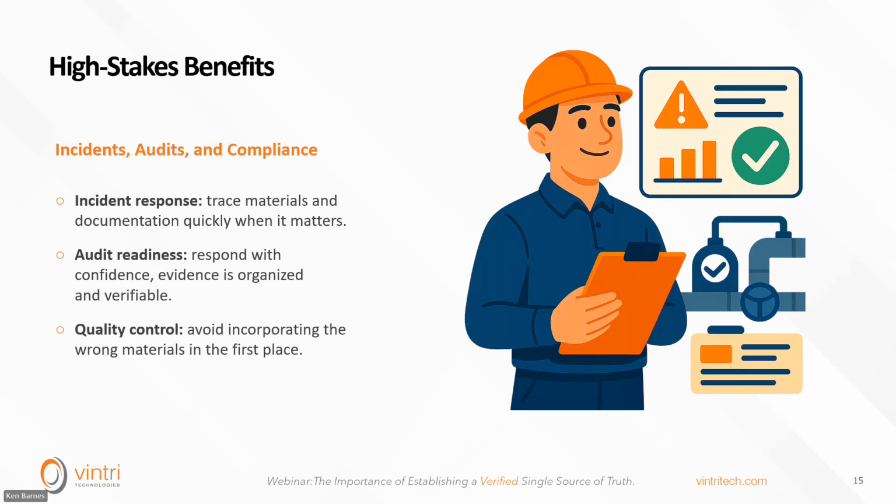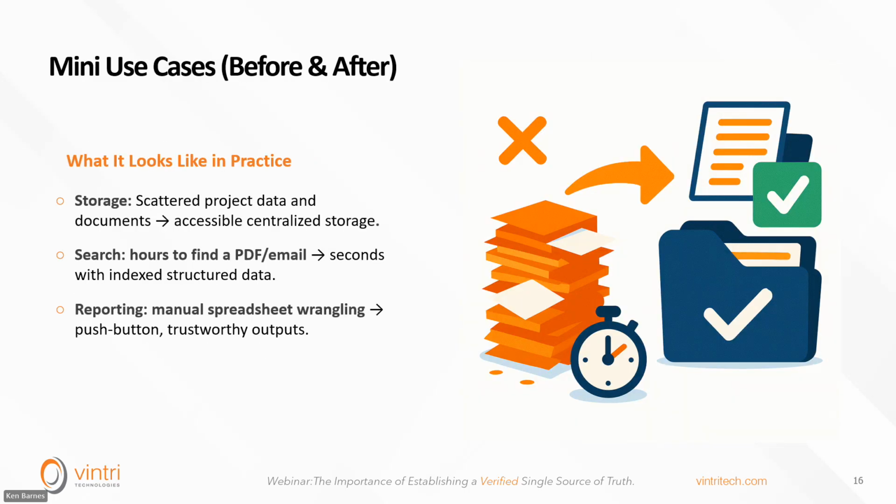And when things get serious during an incident or an audit, this becomes critical. With verified data, you can trace materials instantly during incident response. You can present clear and verifiable evidence during audits and prevent costly errors before they happen by ensuring quality control upfront. It's not just about efficiency, it's about protecting your organization's reputation and safety record. Another project we recently reviewed was on the brink of $60 million in remediation due to incomplete and unverifiable records.